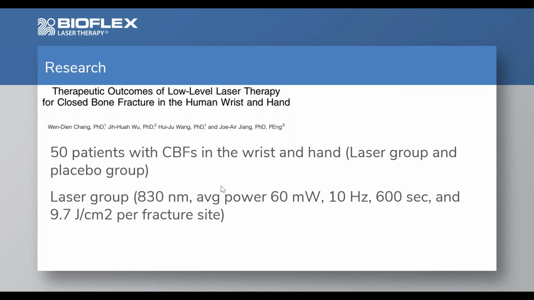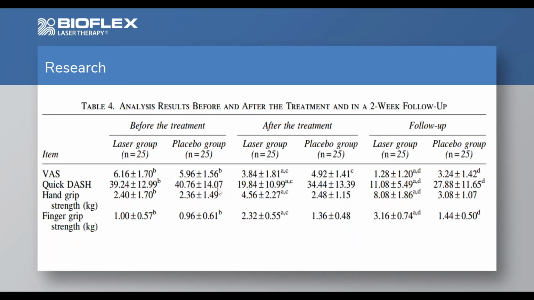And that was equivalent to 9.7 joules per centimeter squared at the fracture site. They treated 5 times a week, so 5 days of the week for 2 weeks. And if you look at the results, so if you look at the far left, you have the visual analog scale. So before the treatment, the laser group was averaging 6 out of 10, as was the placebo group.